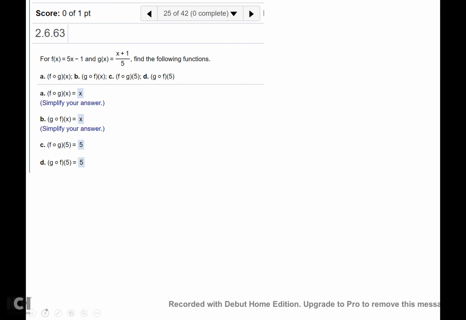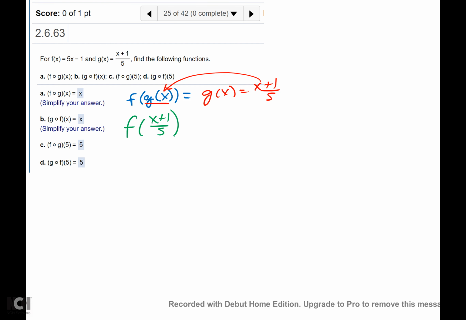Alright, same directions. They want us to find f of g of x. So I have to go get g of x. g of x equals (x plus 1) over 5. I'm going to plug that in there. So they want me to find f of (x plus 1) over 5. Now I'm going to plug this into the f function, which says 5 times whatever you brought minus 1. I brought (x plus 1) over 5. Those cancel. That gives me x plus 1 minus 1. Those cancel, which gives me x. So f of g of x equals x.